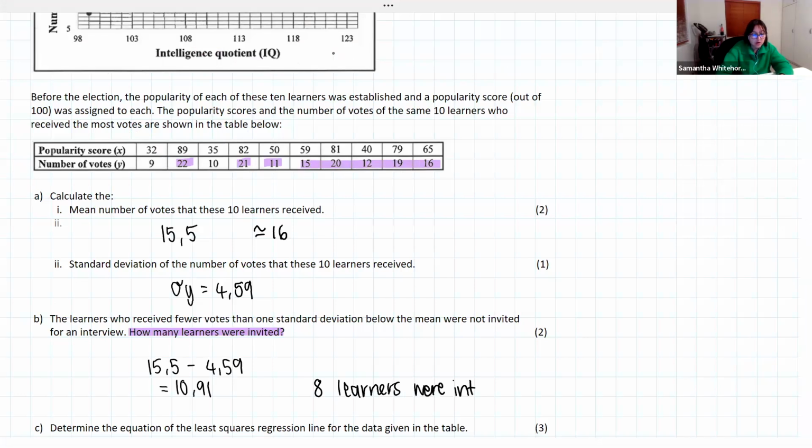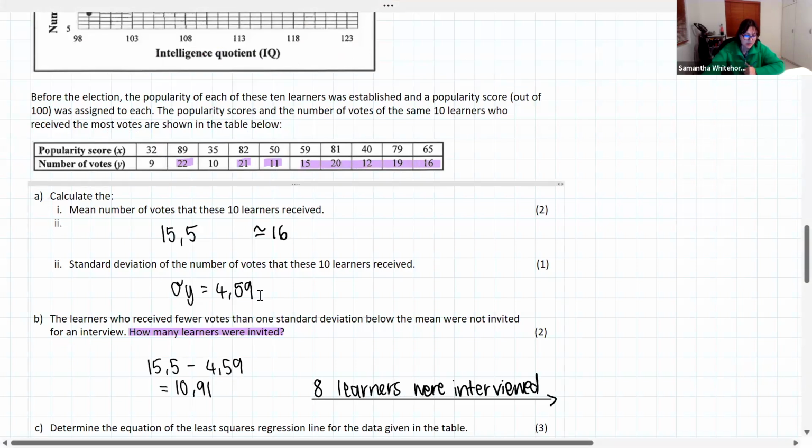And again, this is not a hard question, but if we don't read it carefully and properly, then we make silly mistakes. So only 8 of the 10 learners were interviewed.